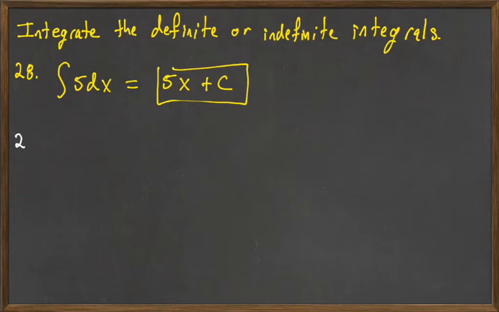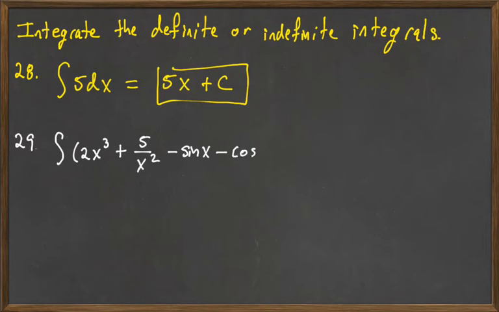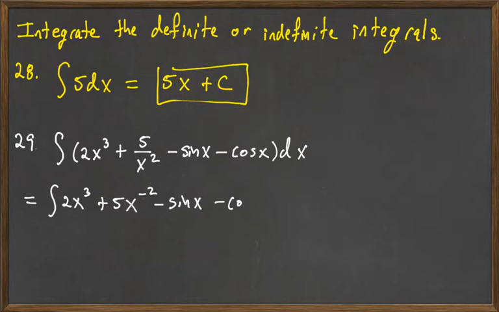And you can always check by taking the derivative. If you take the derivative and you get back to the original integrand, then you have successfully found the integral, or the antiderivative. Okay, let's take a look at the integral of 2x cubed plus 5 over x squared minus sine x minus cosine x dx. So you may also want to review the antiderivatives of the trig functions. We'll go ahead and rewrite this: 2x cubed plus 5 times x to the minus 2 minus sine x minus cosine x dx.